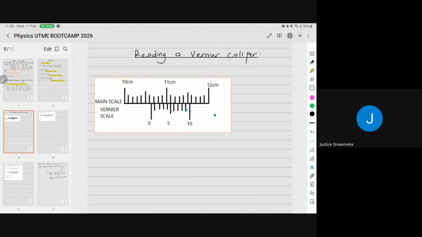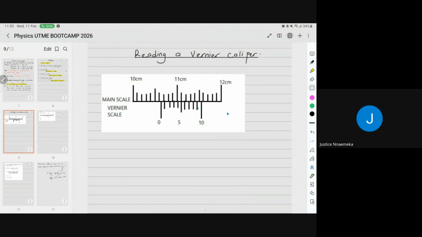I want to increase this vernier caliper a bit. There are two scales to a vernier caliper, right? We have the main scale and the vernier scale, right? The main scale is this one up. Are we together? While the down one is the vernier scale. So this one here refers to the main scale, while this one here refers to the vernier scale. So how do you read a vernier scale?